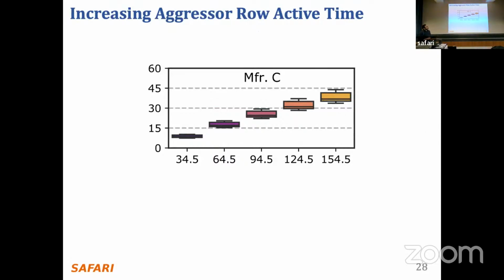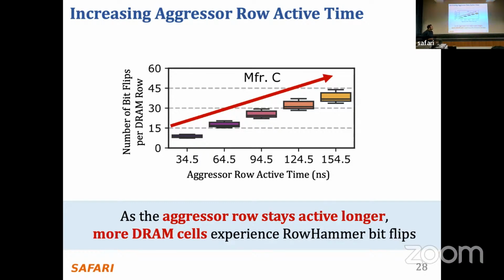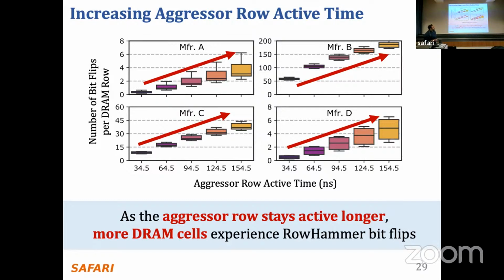Here we have a box plot. In a box plot, we see the distribution of values in each box. On the y-axis, we look at the number of bit flips per DRAM row, so the bit error rate of every single DRAM row. On the x-axis, we look at the aggressor row active time. So we keep rows active longer and see how the bit error rate changes. Obviously, it increases from left to right. The conclusion is that as the aggressor row stays active longer, more DRAM cells experience RowHammer bit flips. And when we look at this behavior across manufacturers, unlike temperature, we see the same behavior across all 4 manufacturers.